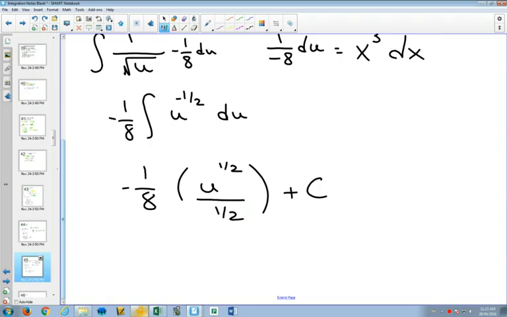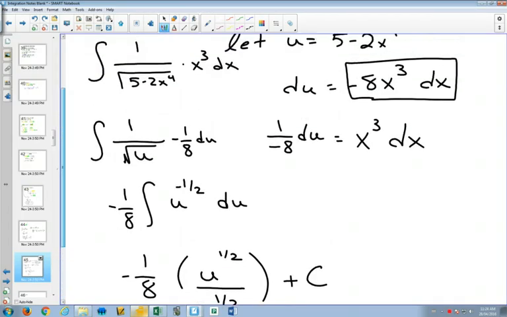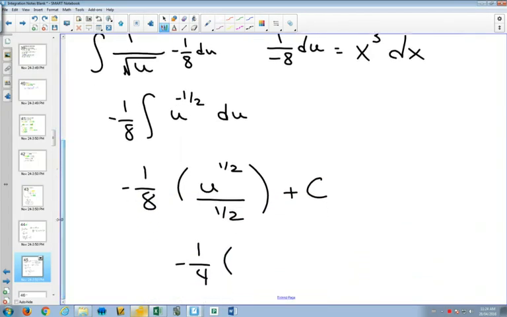Mental math with fractions. What is my fraction in front going to be in the end? If I have a negative 1/8 in front and then my next fraction is dividing by a half? Negative 1/4. And then u, we know that to be, what was it again? 5 minus 2x to the 4, to the 1/2 plus c.